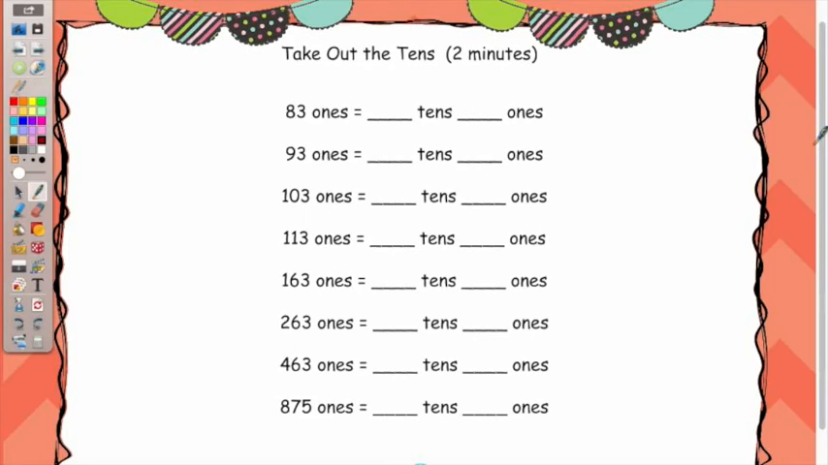So when I take out the tens here, I'll put 8 tens and 3 ones. Okay? The next one, what am I going to write? 9 tens and 3 ones. Good. Now it changes a little bit. Marco, what do you think? 10 tens and 3 ones. You're right.